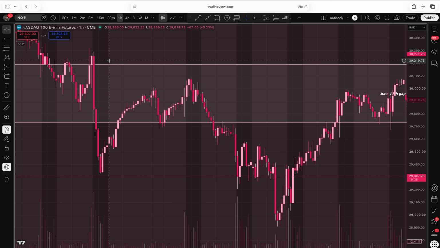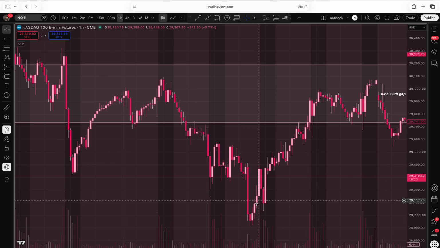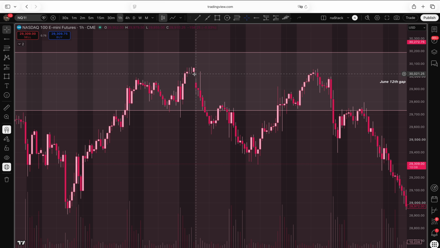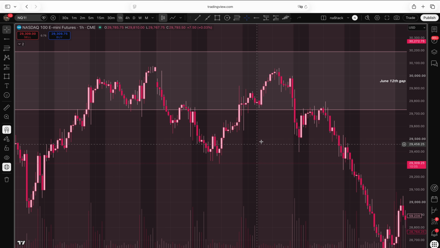You either are positioned like here. Remember this day? This is July 2nd. You're positioned at the top and ready to go and you're watching it fall, or you're at the bottom and you're watching it climb. But I would not enter inside the gap. That's just me personally. I feel like momentum is better when it is heading either down into a gap or up into a gap, not when it's in the middle of a gap.